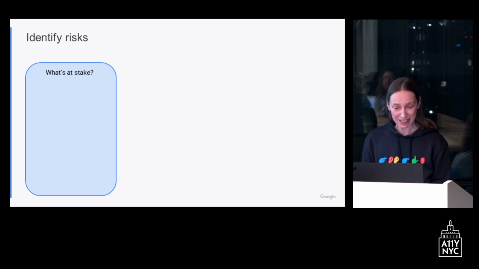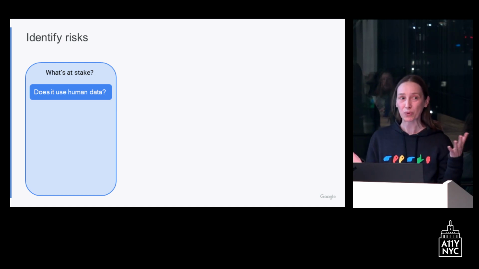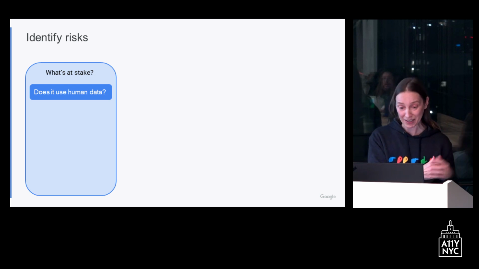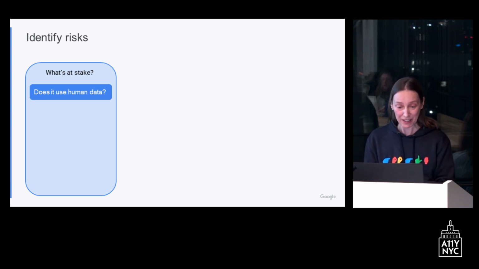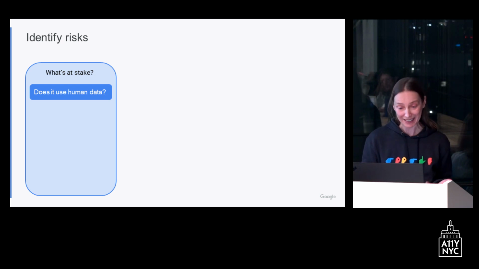So the first set of questions help to explore what's at stake. And the first question to ask is, does this application use human data? This means quite a lot of things, quite broad. Data about humans, data containing humans, data generated by humans all count. So image understanding in the real world will have people in the images. So yes, the delivery robot operates in the world among people. So yes.